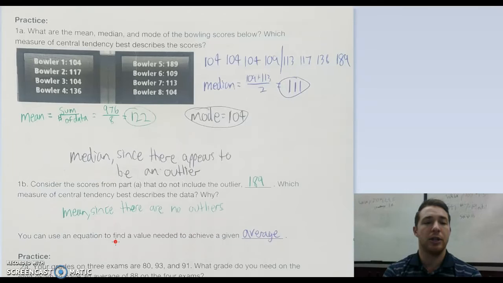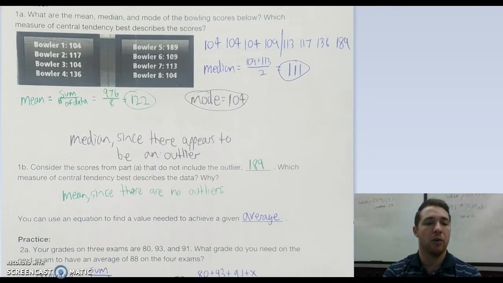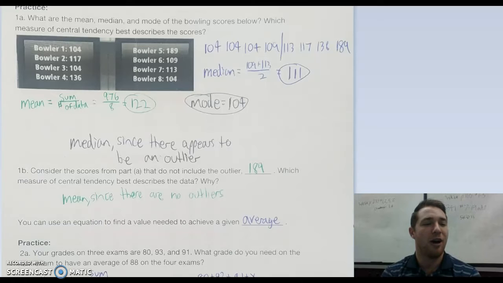So you can also use an equation to find a value that you need to achieve a given average. It's using that same formula that we just used to find the mean, except changing some things around. So let's say your grades on 3 exams are 80, 93, and 91. What grade do we need on the next exam to have an average of 88 on all 4 exams?